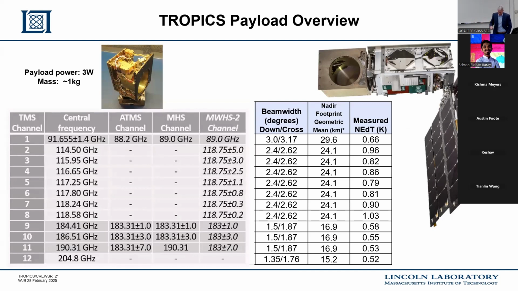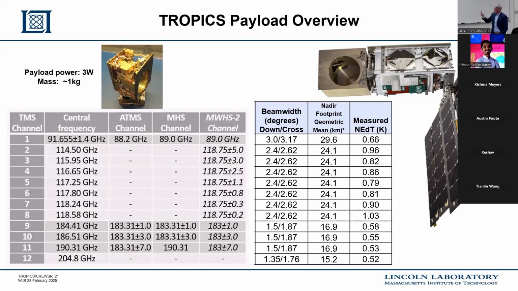Okay, so here are some details on the payload, and I want to refer back to the chart that I showed you on that oxygen absorption line. Remember I showed you that we're sampling channels along the skirt of that absorption line. So that's channels 2 through 8 for the channels that are going off that oxygen line for temperature sounding. That gives us the vertical profile of temperature.